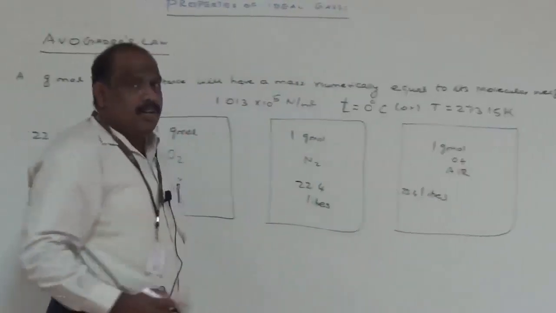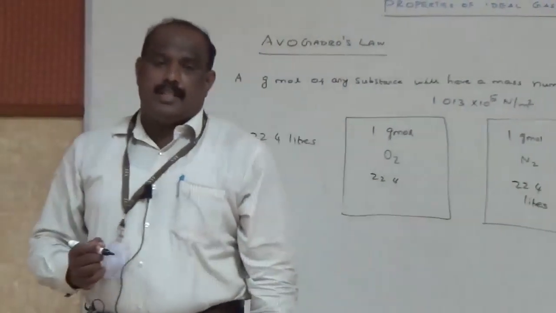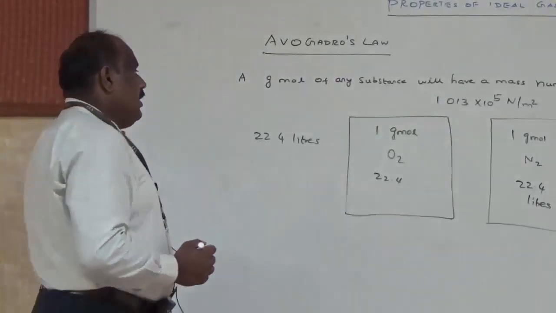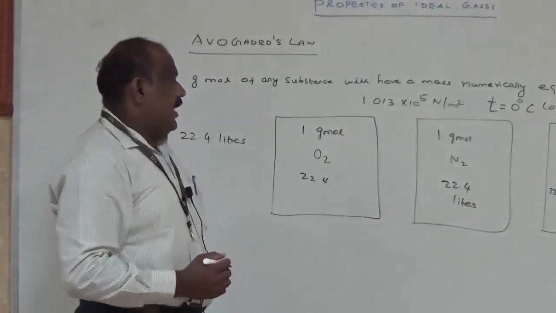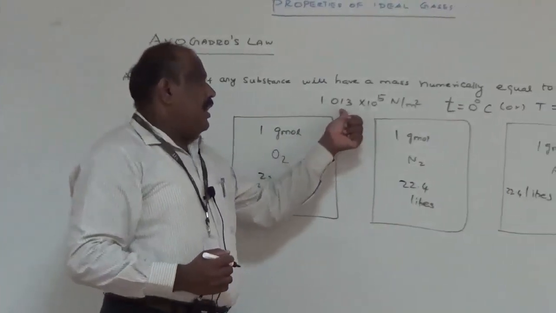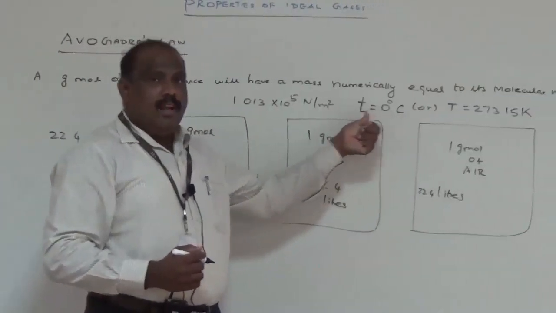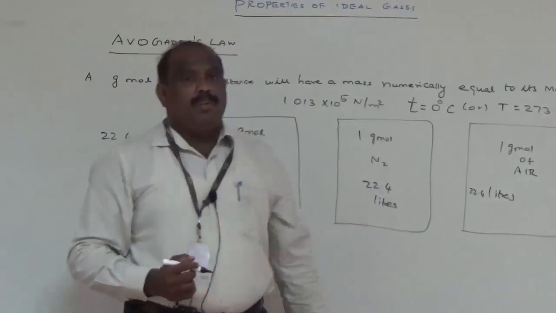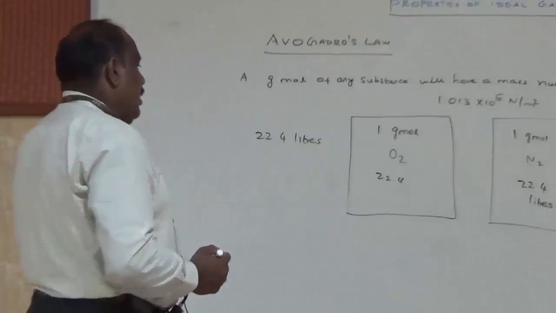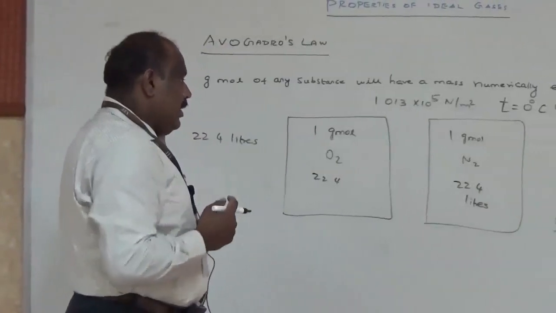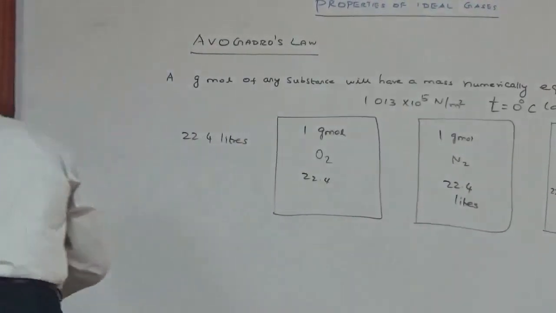This is nothing but what is called Avogadro's law. Avogadro's law states that a gram mole of any substance at normal temperature and pressure, say 1 atmospheric pressure and 0 degrees Celsius, will occupy a volume of 22.4 liters. I hope you can understand. Let us move further.